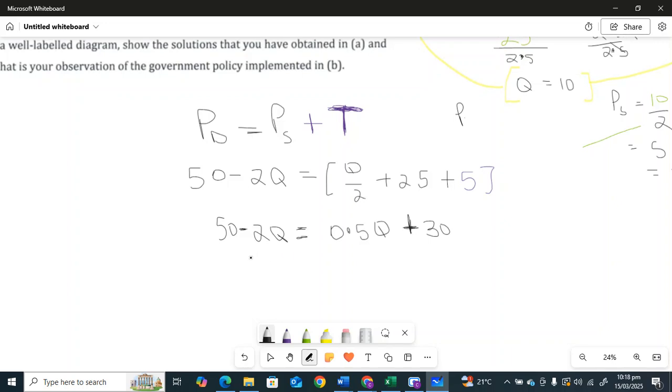Group like terms together, so here it will be 50. That positive 30, once it crosses sides, it's negative 30, equals 0.5Q plus 2Q. 50 minus 30, that is 20. 0.5Q plus 2Q, 2.5Q.